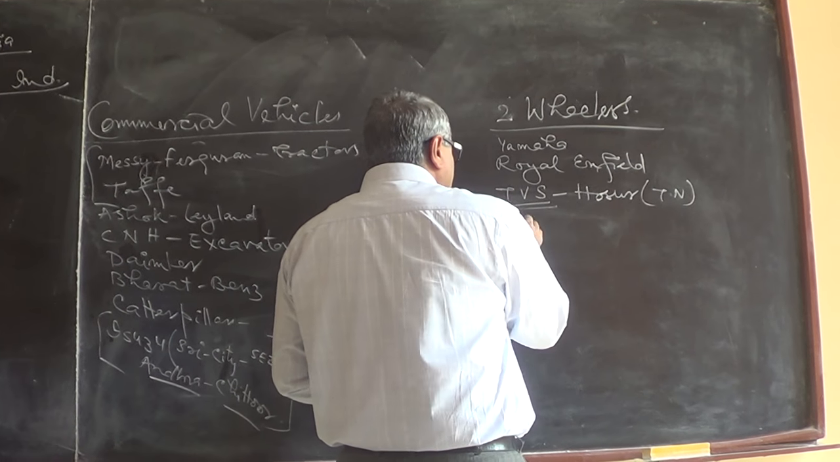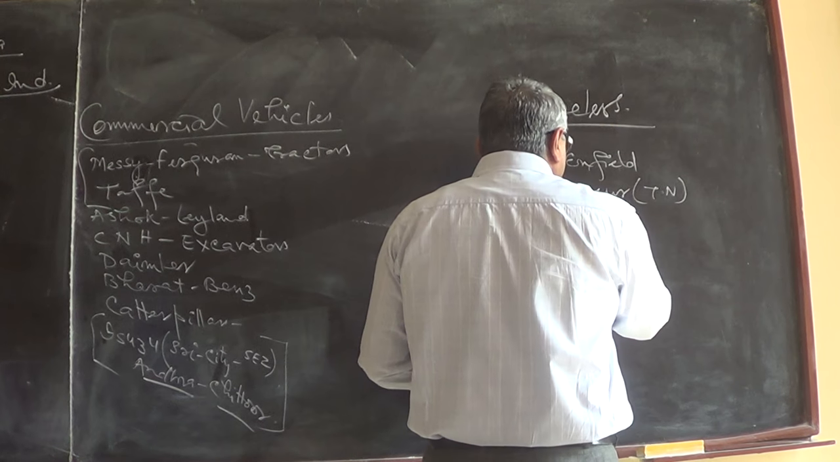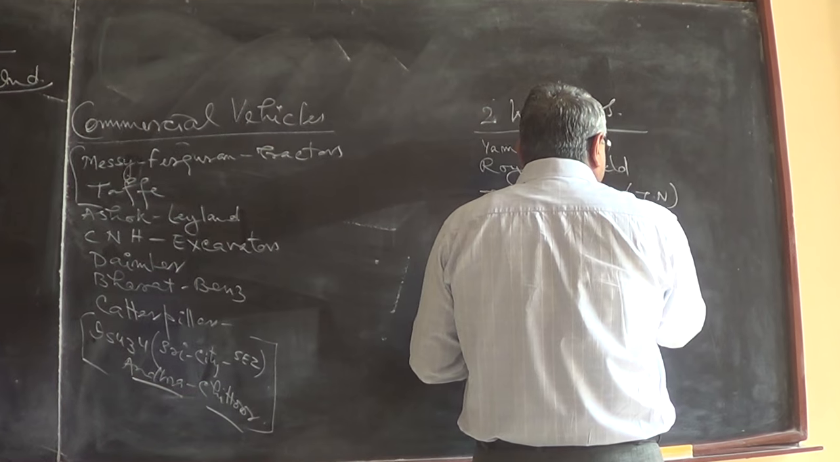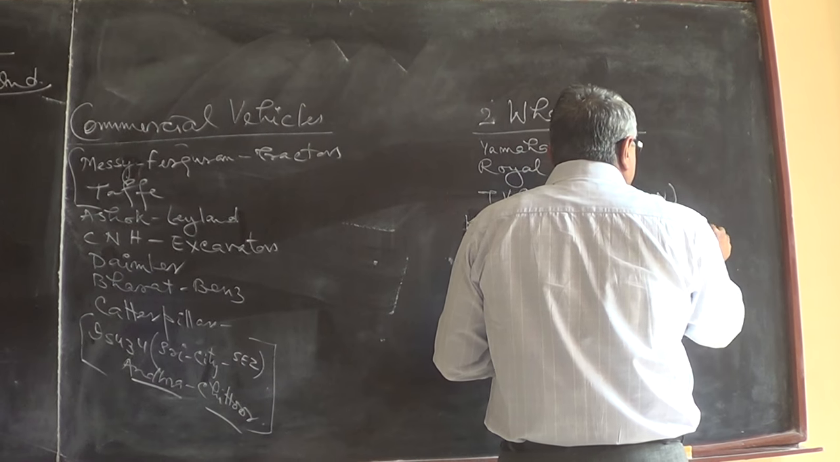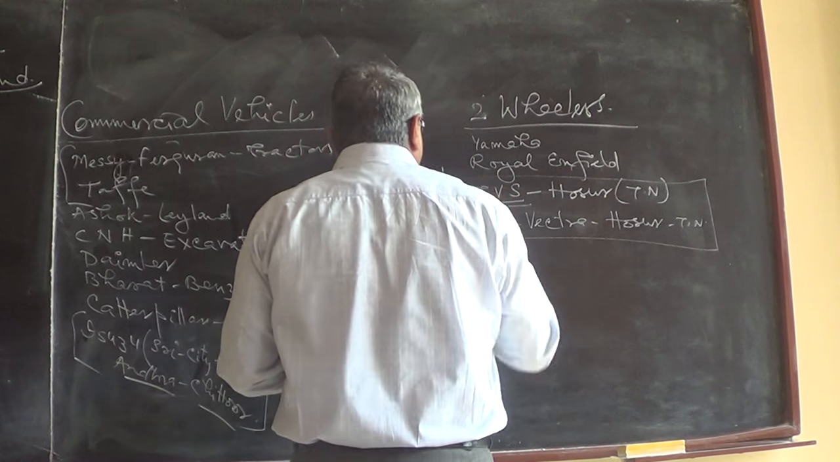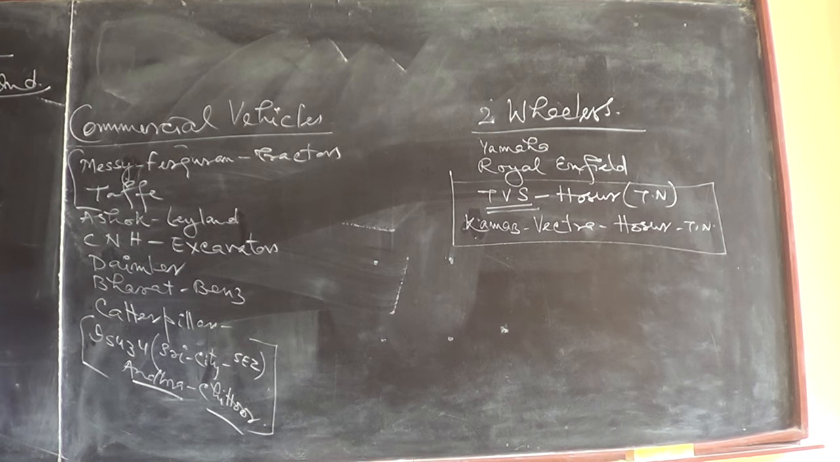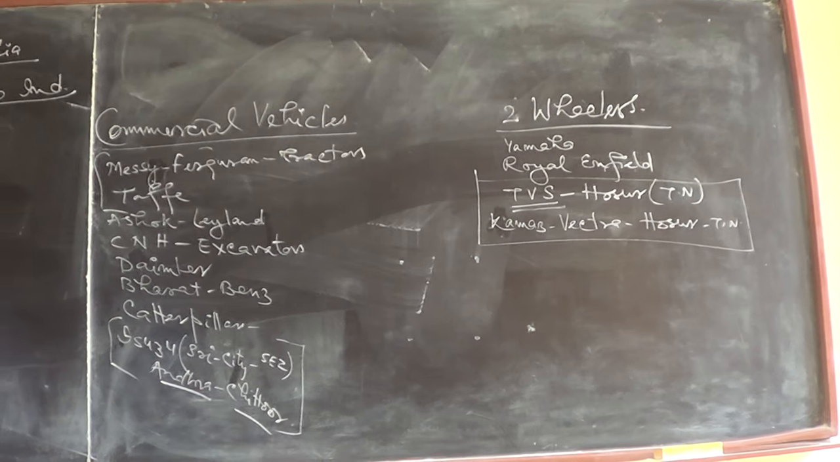Have you heard of Vectra? Kama's Vectra, they are two-wheeler motorcycles. This is again at Hosur. Hosur is also in Tamil Nadu, not exactly in Chennai. They are almost 200 kilometers from Chennai. So these are the industries located in Chennai.